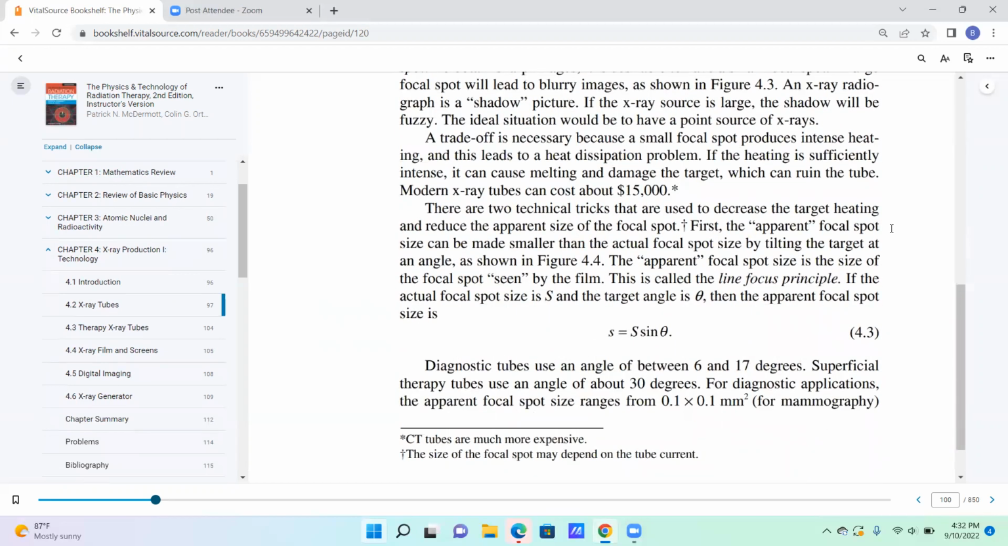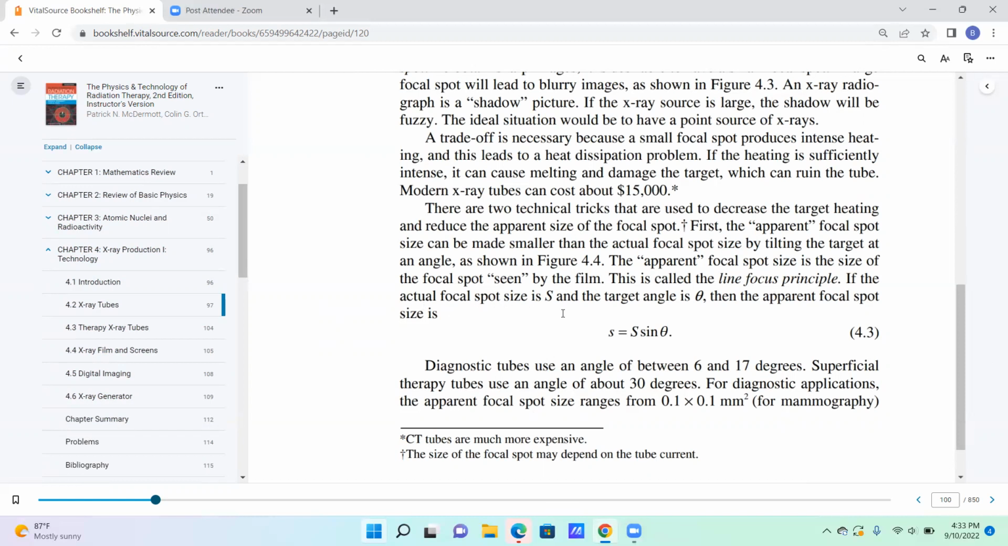So the apparent focal spot size can be made smaller than the actual focal spot size by tilting the target at an angle. This is one of two technical tricks that you can use to deal with the heating, as well as reduce the apparent size of the focal spot. The apparent focal spot is the size of the focal spot seen by the film, and it's called the line focus principle.